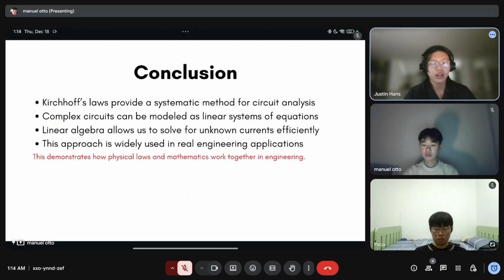In conclusion, Kirchhoff's laws provide a systematic method for analyzing electrical circuits. Complex circuits can be modeled as a system of linear equations, and linear algebra allows the system to be solved efficiently. This approach is widely used in real engineering and demonstrates how physical laws and mathematics work together in engineering.